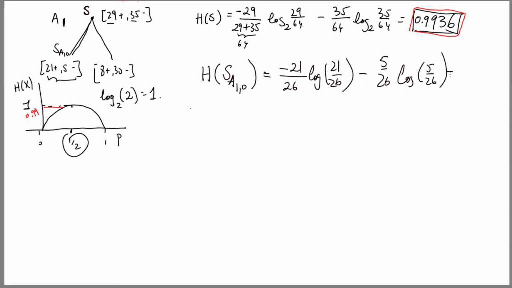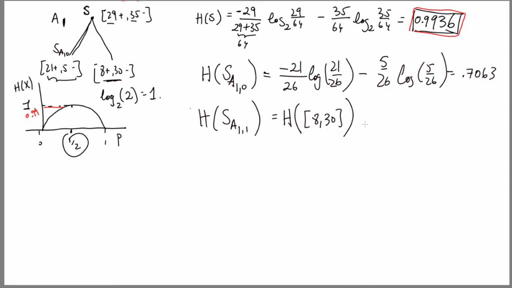Okay, and this gives us 0.7063. And again, I'm going to do the split for the second value of A1. So this population here, 838. Okay, so this is the entropy. I'm going to use this notation to mean the entropy, so I don't have to write it out each time. And this is just 0.7425.